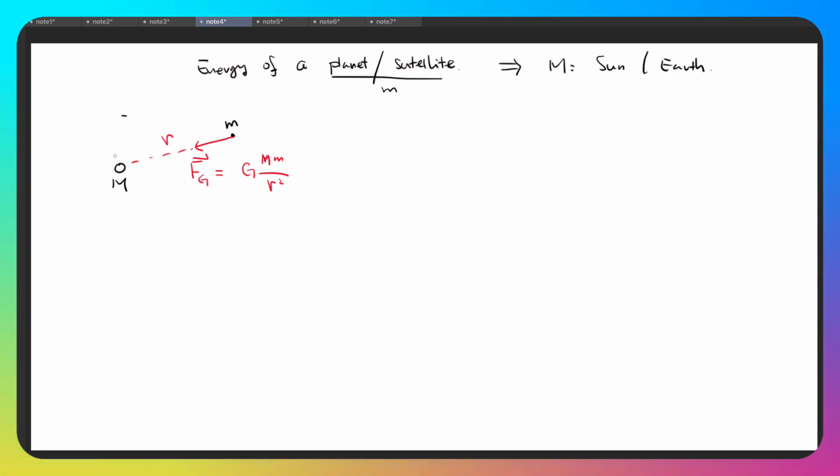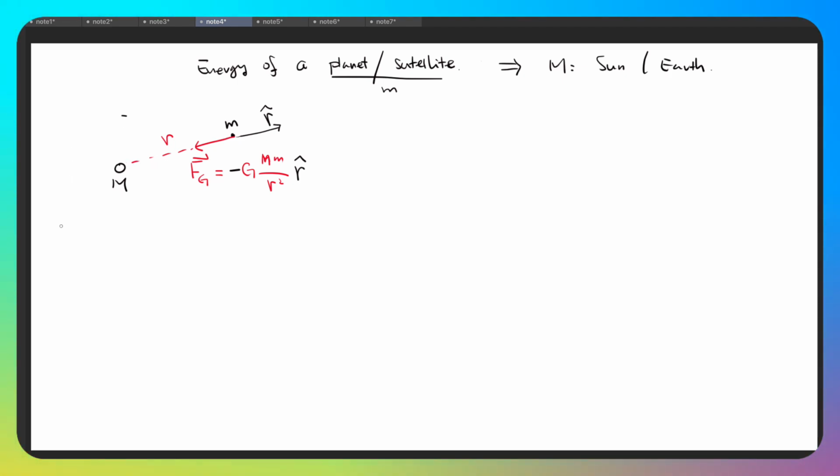The vector has its origin right at the big M, and its direction is pointing outward. So we have a reference direction we call r hat. The radial direction is going outward, and since the attractive force is going inward, we add r hat here and add the negative sign. That's the vector form for the gravitational attraction between the two masses.